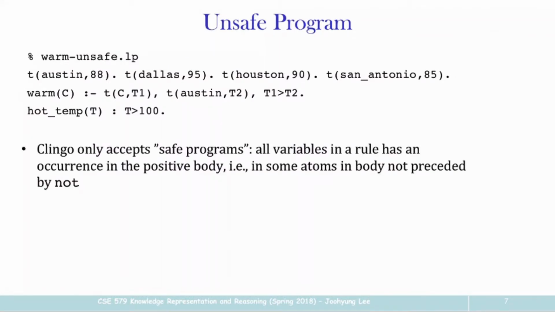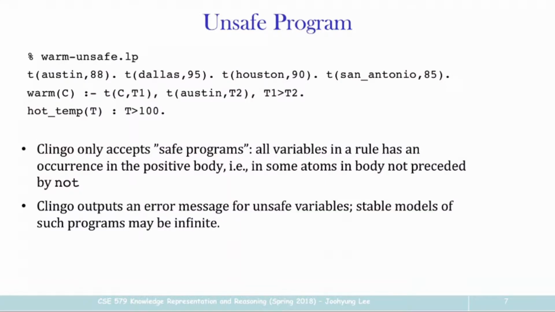So what is a safe program? The complete definition of a safe program is a bit more complicated, but for now, for programs of this form, basically it means the variables that occur in the rule must have an occurrence in the positive body as an atom. So it should be in some atom in the body that is not preceded by negation. Then the program is called safe. When Clingo finds unsafe variables, it complains.